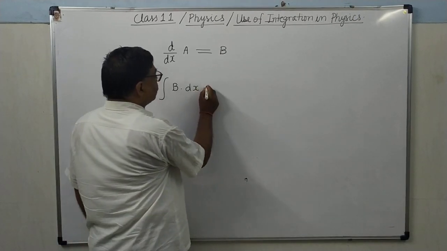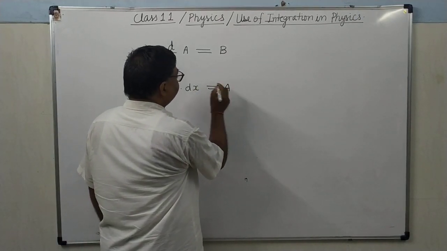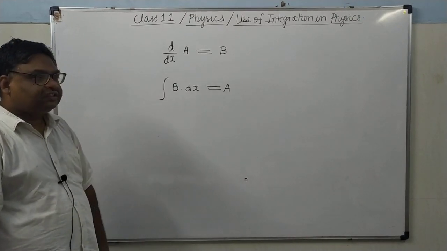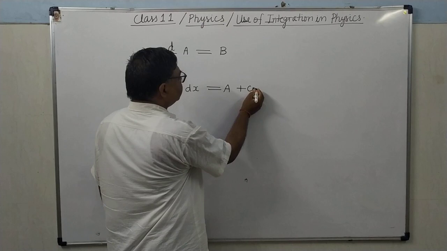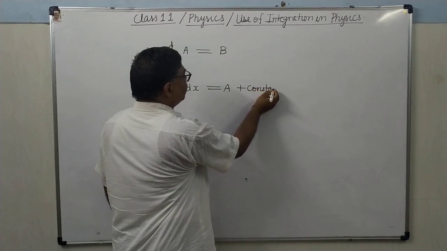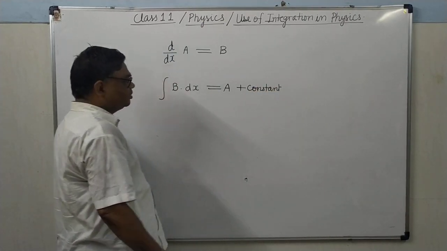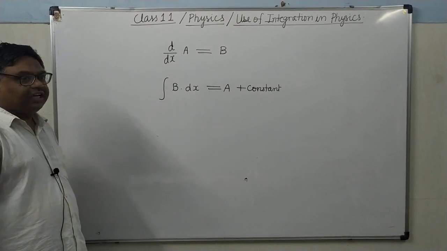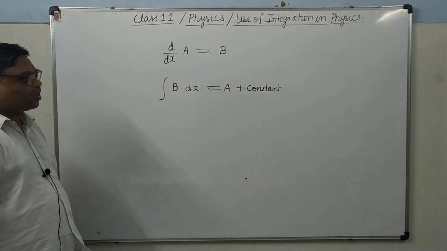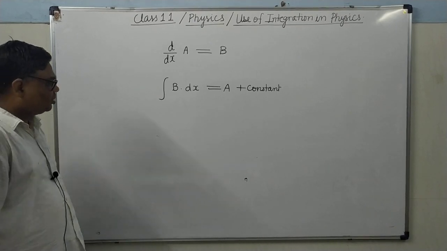So it will be equal to A. And sometimes we put some constant also. And why do we put the constant? You can see after some examples. Integral B dx equals A plus some constant. It's clear. Now see here.